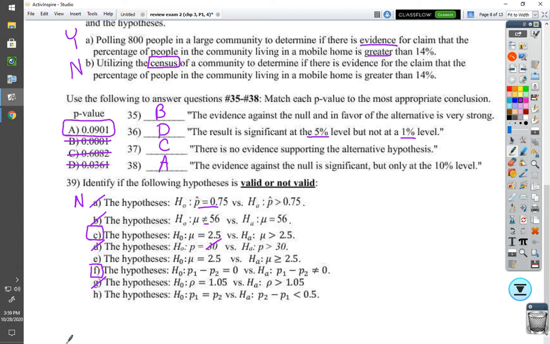And the last one, H sub 0, where P1 equals P2 and P2 minus P1 is less than. This one is no good because we changed the order of what was going on in the values, and we can't change the order of what's going on in the values.